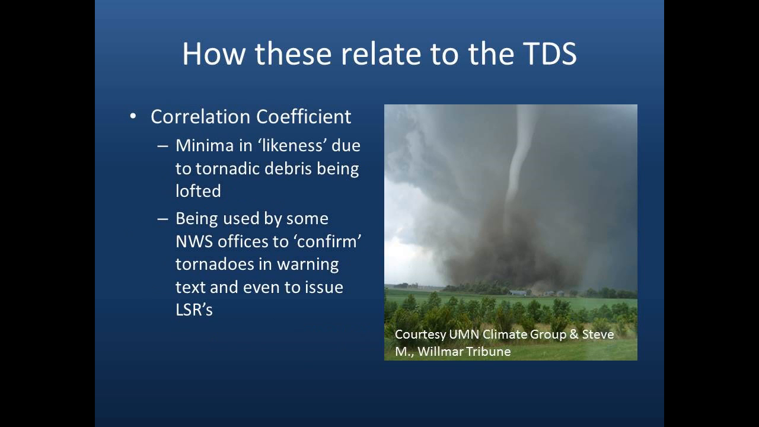So how this relates to the TDS: the correlation coefficient shows minima in likeness due to the tornadic debris being lofted. So you have dust, you have stuff, being lofted by the tornadoes. It's impacting usually populated areas, but we'll also show some cases where you have other non-meteorological scatterers that are causing that minima. It's really being used by the Weather Service a lot, of course, and I've even seen some statements and even LSRs being issued based upon these tornadic debris signatures, which is interesting, I guess. I'll leave that there.